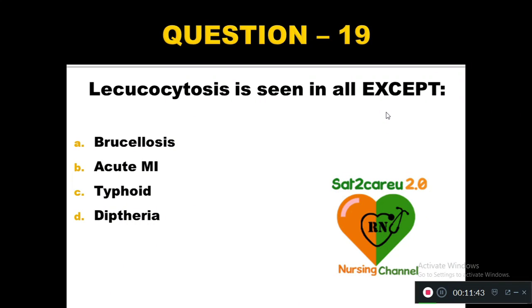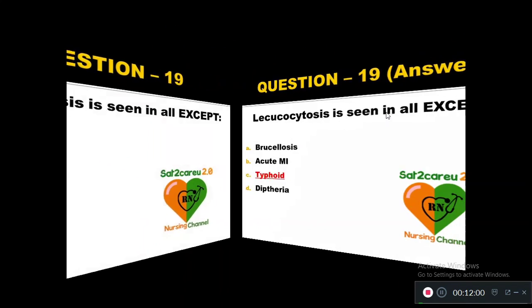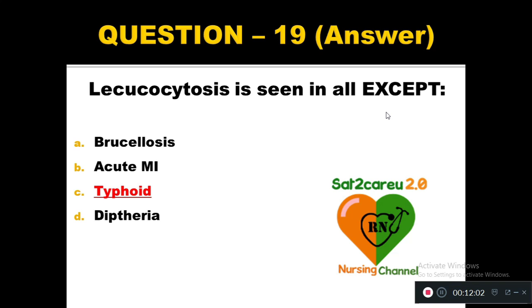Leukocytosis is seen in all except option A. Brucellosis, option B. Acute myocardial infarction, C. Typhoid, and D. Diphtheria. Leukocytosis is seen in all except typhoid fever.